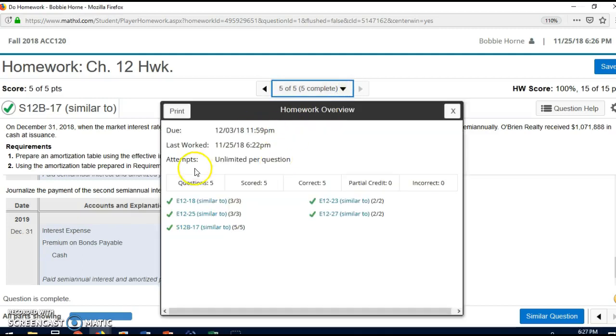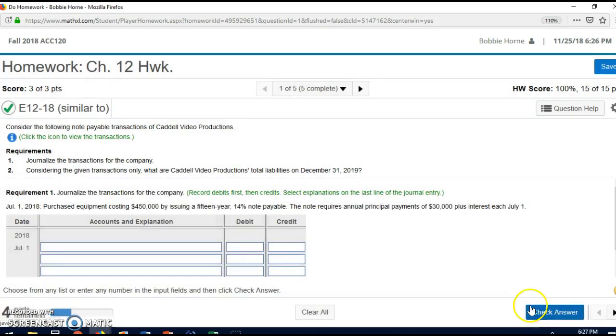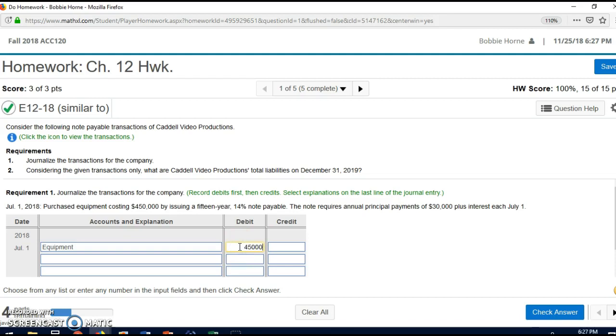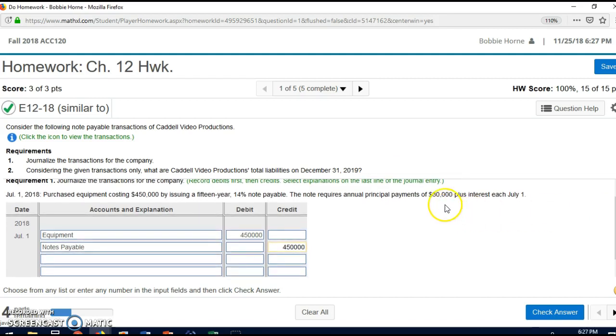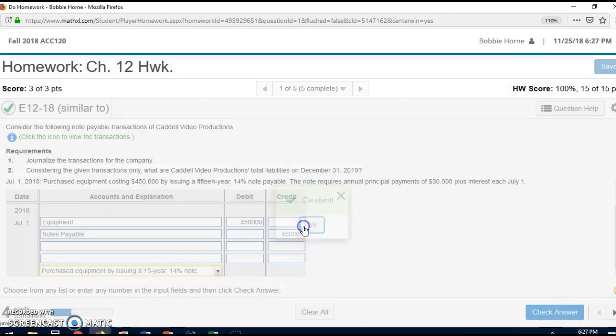Okay, we're going to look at Chapter 12 homework, exercise 12:18. And on this one, this is really kind of a review. We are purchasing equipment for $450,000, and we're issuing a note payable. It's a 15-year, 14%. The note payable will be for the amount of equipment, and we're going to pay it in installments. So each year we're going to pay $30,000 of the note plus the interest. So we purchased equipment by using the note.